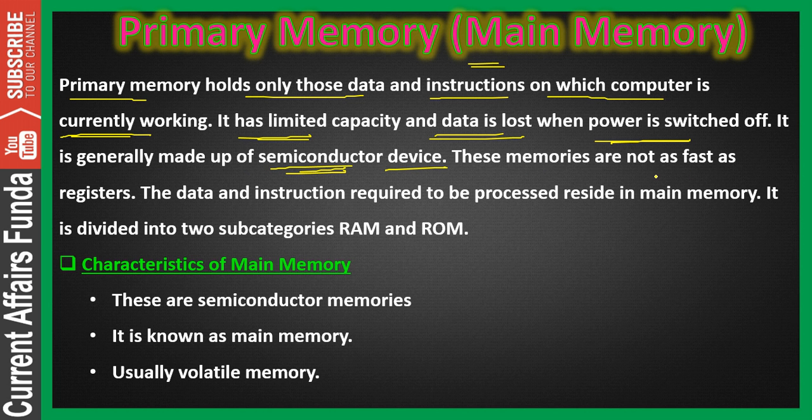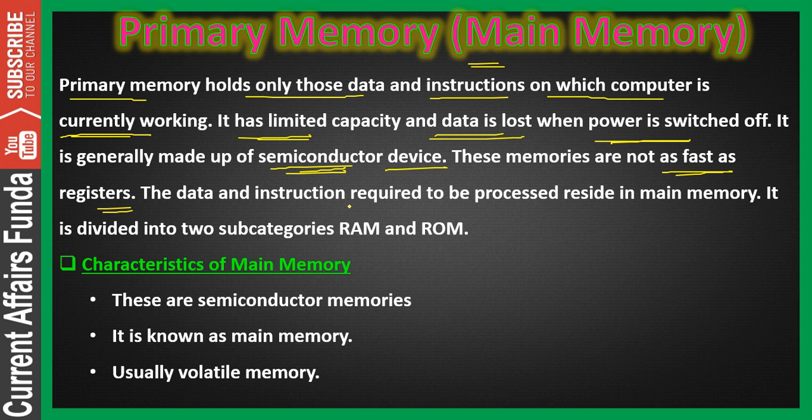These memories are not as fast as register. I already told you that register is the fastest device. After that, your cache memory comes, and after that, main memory. Why so? I already told you that register has very little space. To find anything in a register is very easy and quick. To find any data in cache memory will take a little more time than register, but it will also be found very quickly. But in main memory, it will take more time than register and cache memory. So here it is also mentioned that these memories are not as fast as register.